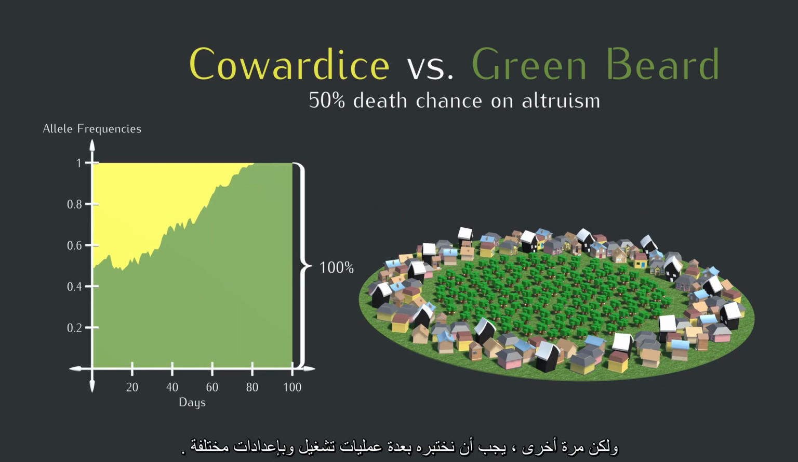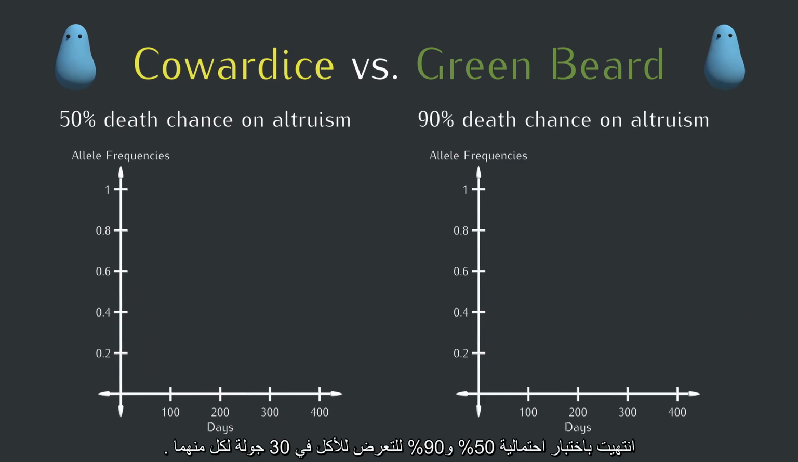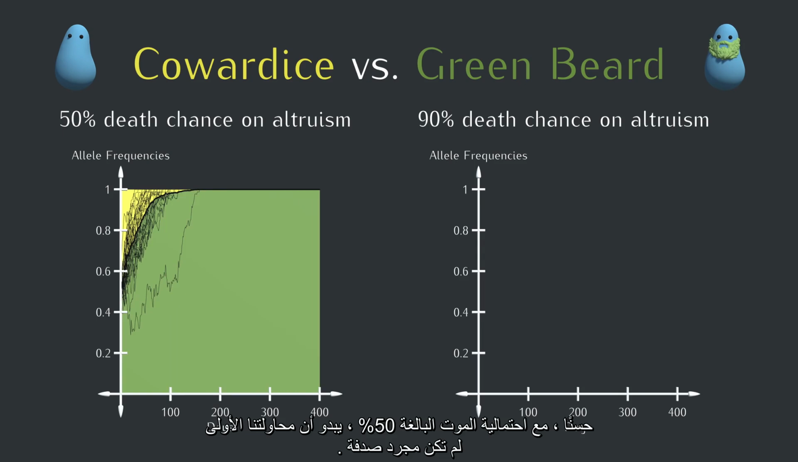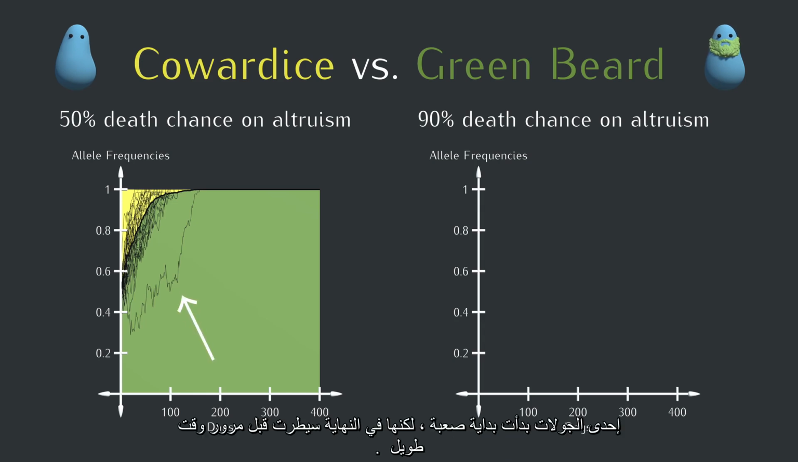But again, we should test it with many runs and with different settings. I ended up testing the 50% and a 90% chance of getting eaten for 30 runs each. In each case, what do you think will happen? Alright, at the 50% death chance, it seems like our first run wasn't a fluke. The green beard allele does indeed have a massive advantage. One of the runs got a pretty rough start, but it still ended up taking over before too long.